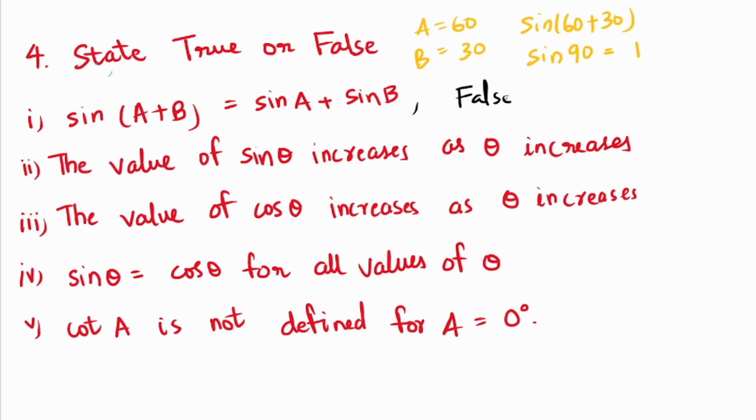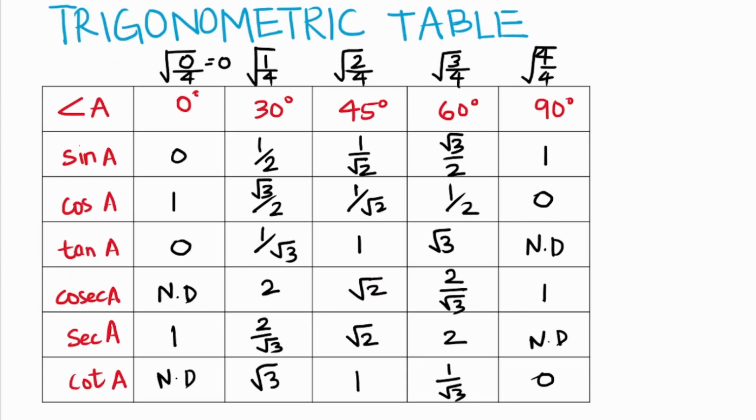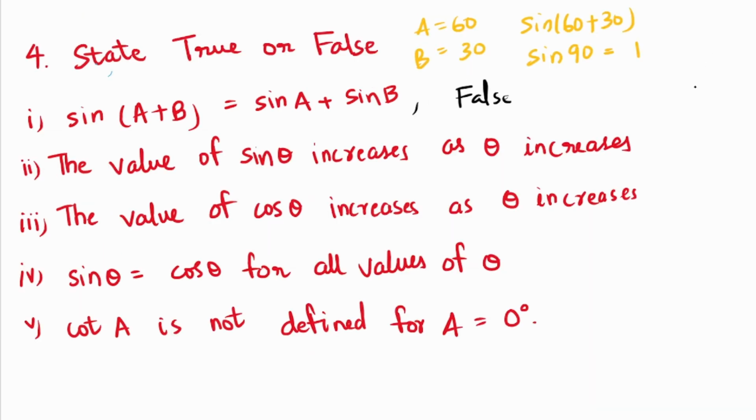Next question. The value of sine theta increases as theta increases. Why don't we check with our trigonometric table? Is it true or false? You can see over here it is sine 0, then 1 by 2, then 1 by root 2, root 3 by 2, 1. Isn't it increasing for each theta value? When theta is 0, this is 0, and theta's value is increasing in ascending order: 0, 30, 45, 60, 90. Here 0, 1 by 2, 1 by root 2, root 3 by 2, and 1. Yes, when the theta value is increasing, sine theta is also increasing, right? So it is true.